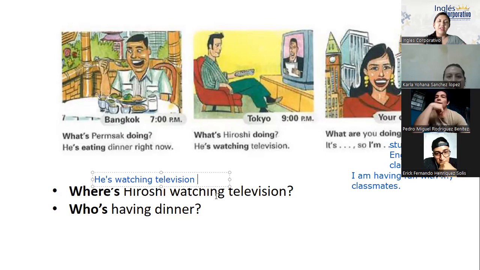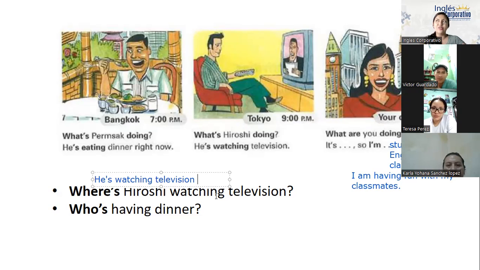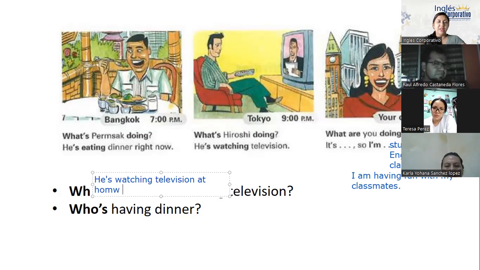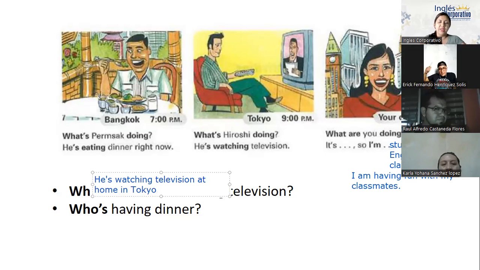Where's Tokyo? Yes, but where exactly? Yes, is he on the street? Is he in the park? Is he at home? In the home. At home. Yeah, home, at home in Tokyo. He's watching television at home in Tokyo.